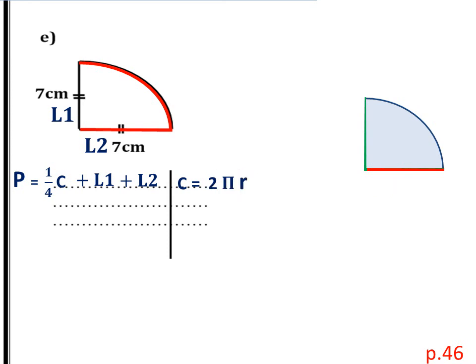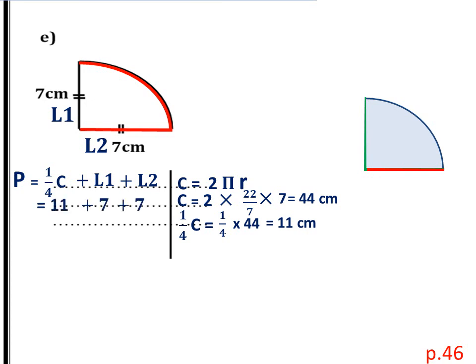So here the rule of the radius will be 2 pi r. So 2 times 22/7 times the length of the radius, which is line 2 or line 1, which equals 7. And now C equals 44. Now we need a quarter of the C. So quarter times C, which equals quarter times 44 equals 11 centimeters. And now put it in the rule of the perimeter. So it will be 11 plus 7 plus 7, which are line 1 and line 2. When we calculate it, the answer will be 25 centimeters.